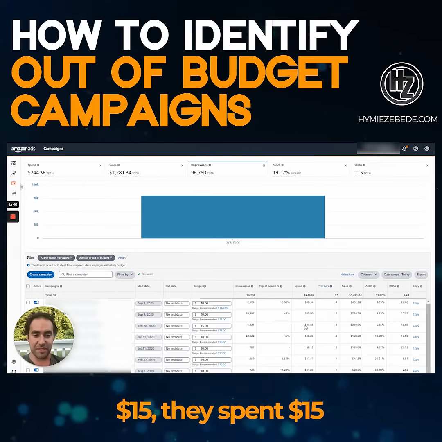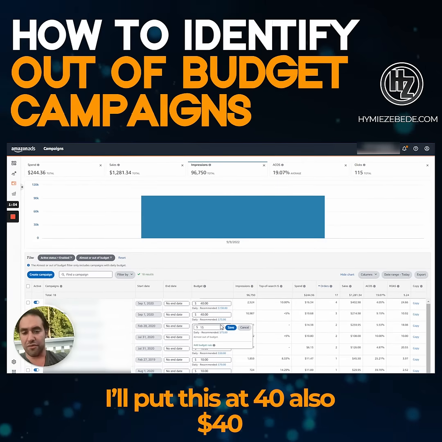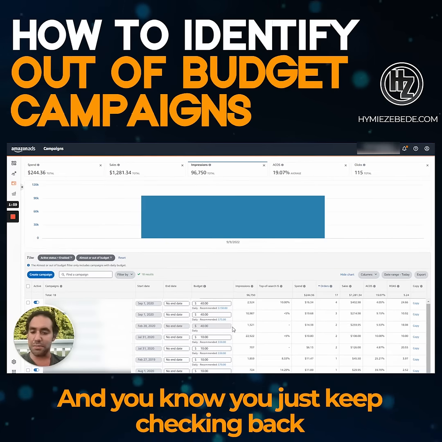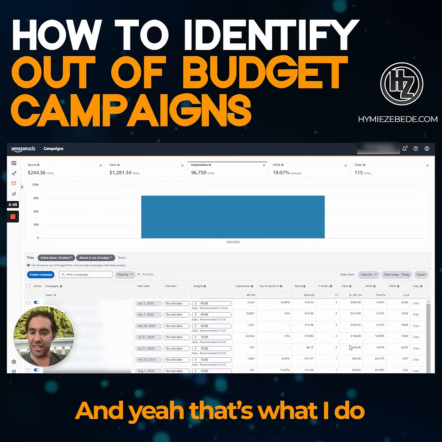$15. This spent $15. This is basically at a budget over here. So this campaign is $15 max. It's a 5% ACOS. I'll put this at 40 also. $40. And you just keep checking back and see how it performs, because it could just get lucky in the beginning. And yeah, that's what I do.